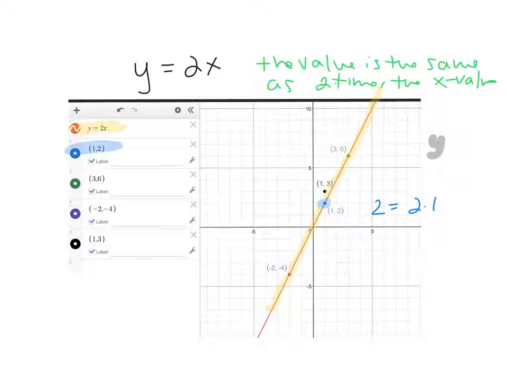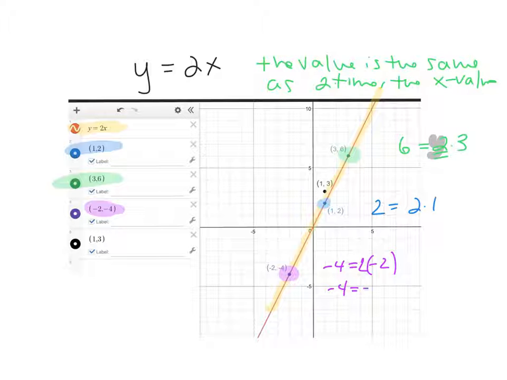Same thing with a different point on the line. I put 3, 6 on the line. If I look at the y value of 6, it is twice as big as the x value of 3. So we can say that the y value of 6 is equal to twice the x value. The last example that I have on the line is that purple point, and that's -2, -4. -2, -4 is on the line. Again, we can see that because the y value of -4 is 2 times as big as the x value of -2.